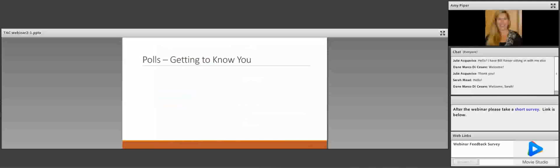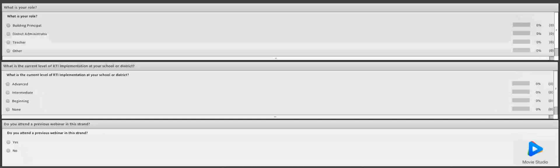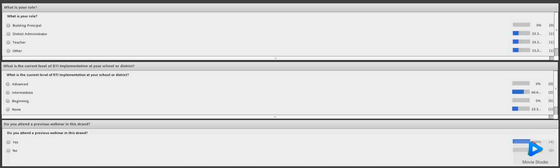To get to know who's here with us, we're going to share some polls. If you would take a few minutes and just let us know who you are. All right, we almost have everybody answered there. So it looks like building principal, district administrator, and most of you have an intermediate level of RTI implementation at your district.